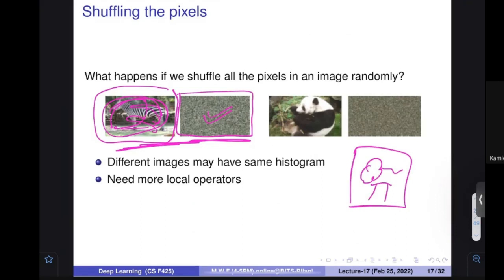How many of you like my elephant? Okay, okay. So it is an NFT. If you want to purchase, let me know.